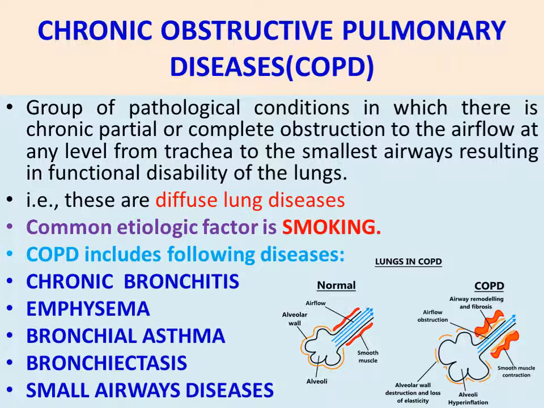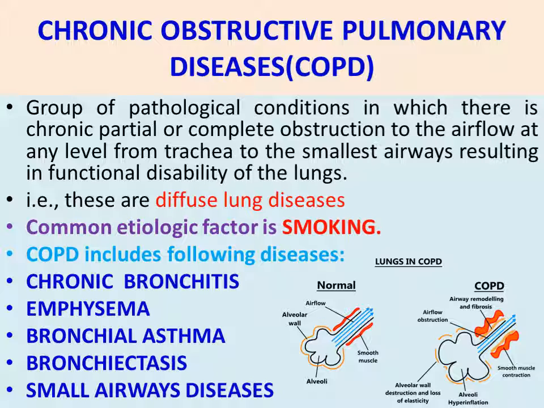One is the chronic obstructive pulmonary disease definition: a group of pathological conditions in which there is chronic, partial or complete obstruction to the airway at any level from the trachea to the smallest airways, resulting in functional disability of the lungs. These are also called diffuse lung diseases. The common etiologic factor is smoking. COPD includes 5 diseases: chronic bronchitis, emphysema, bronchial asthma, bronchiectasis, and small airway diseases.